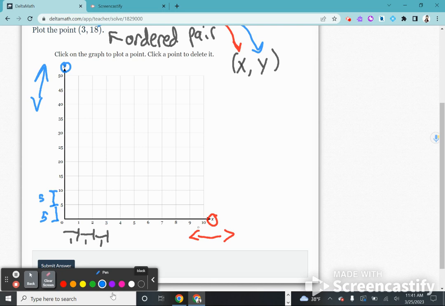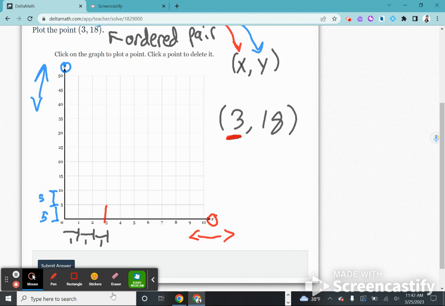If we look at the point that we have for this problem, which I'll rewrite down here, it's 3 and 18, okay? So the first part is easy enough, right? Our 3 is our x. We know that's going across 1, 2, 3. So it's going to be somewhere on this row here, this line. But I still got to plot the exact point, and we're looking at our y value, which is 18.